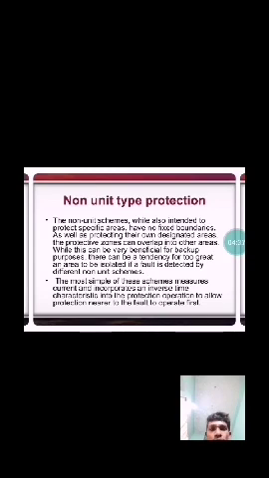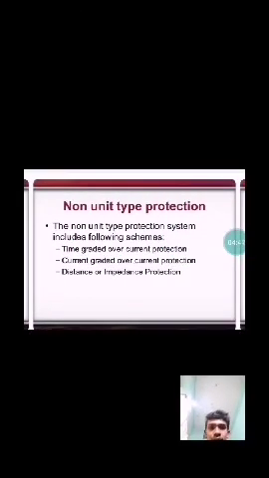The most common example of this scheme measures the current, incorporating inverse time characteristics of the protection operation, which allows the protection nearest to the fault to operate first. Non-unit type of protection systems include the following schemes: time graded over current protection, current graded over current protection, and distance or impedance protection.